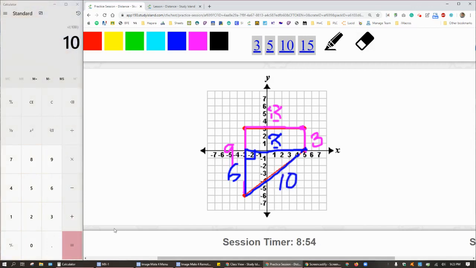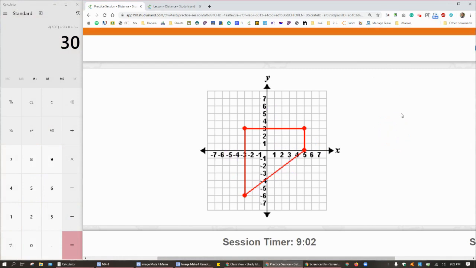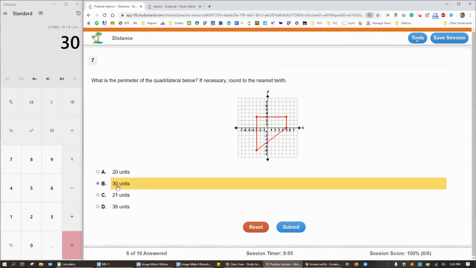10 plus 9 plus 8 plus 3, and you'll have your answer. 30 it is. So which one of these says 30? Zoom back out a bit. There it is, 30 units.